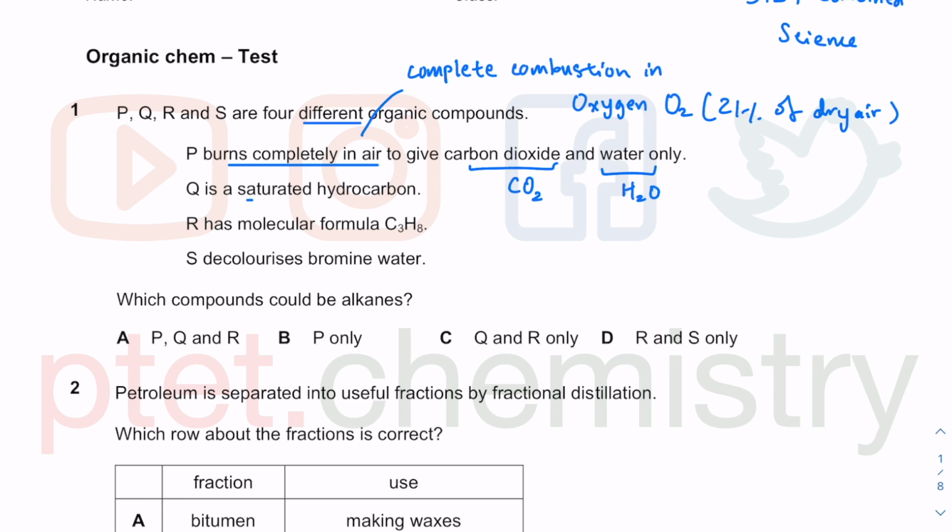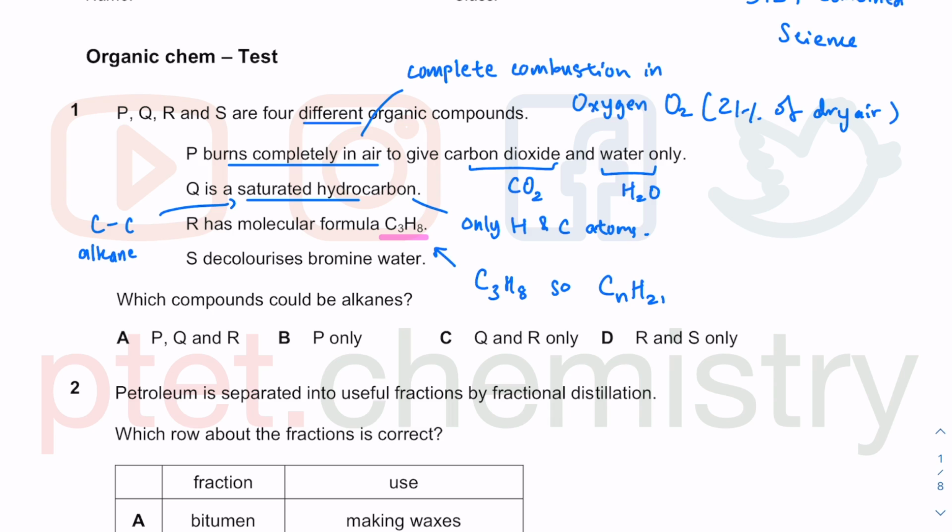Now Q is a saturated hydrocarbon. Hydrocarbon means only containing hydrogen and carbon atoms only. Saturated means carbon-carbon single bond only. So this must be the alkane series. Now R has a molecular formula. Molecular formula, this is how many atoms you have in one single molecule. We could see that this is C3H8. So this is actually CnH2n+2, because 2 times 3 is 6 plus 2 is 8. So that is again alkane's general formula.